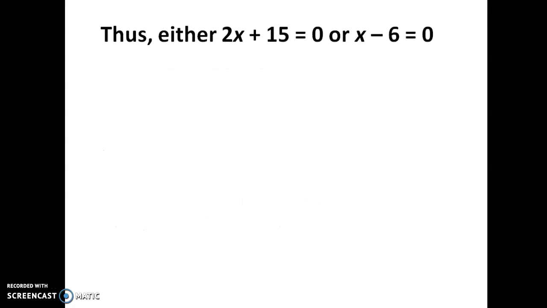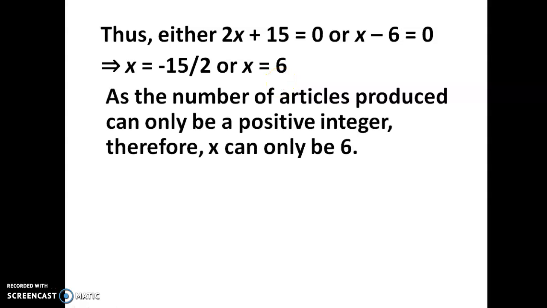So equate each factor to 0. In the first factor I got x is equal to minus 15 by 2. Okay. So because 15 is in plus, it will go as minus, and this 2 is in multiplication, it will go for division. That's why I got this. Then x minus 6, so minus 6 will go as plus 6 in the RHS. As the number of articles produced can only be a positive integer, okay, a number of products, how can it be negative, that too a fraction? It's not possible. So only 6 is possible.